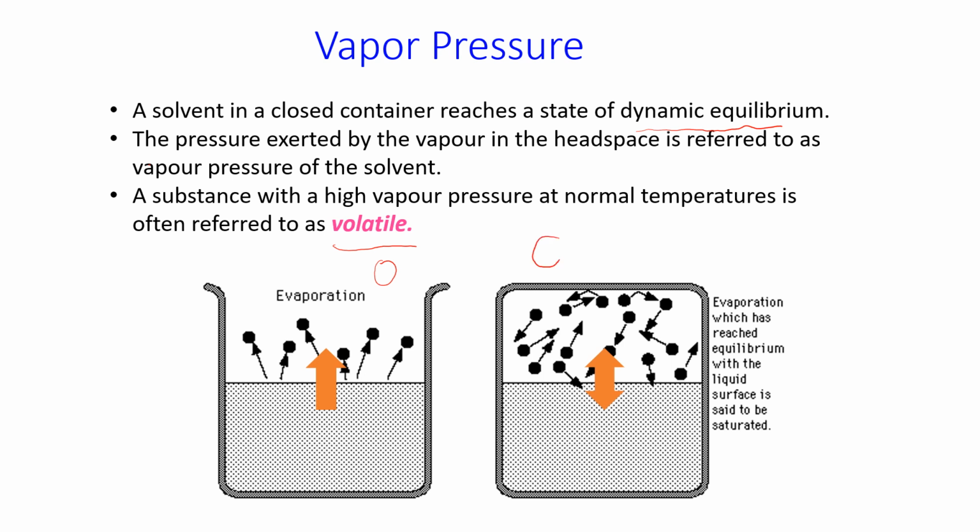In the open system, the evaporation of solvent happens, so there is no dynamic equilibrium in the system. But when we have the closed system, we have dynamic equilibrium. The liquid will turn into vapor and the vapor will turn back into liquid. When the evaporation has reached equilibrium, the liquid surface is said to be saturated. So here we can see that the liquid is volatile in this system, so it can exert vapor pressure.